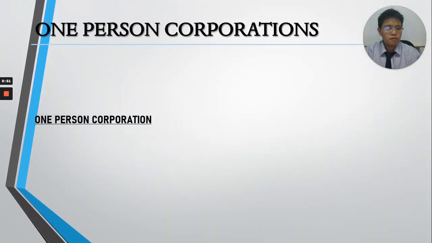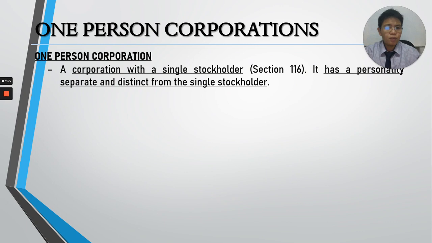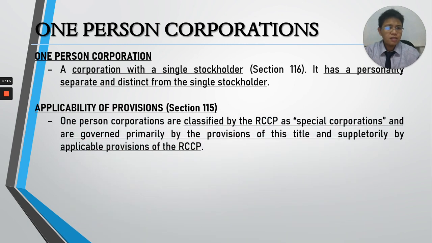So, a one-person corporation is defined under Section 116 as a corporation with a single stockholder. Even if it is a corporation with only one stockholder, remember, yung personality ng nag-iisang stockholder na yan is separate and distinct from the personality of the one-person corporation. Please take note of the applicable provisions under Section 115. Since your one-person corporation is classified as a special corporation, it is governed primarily by the provisions of Title 13 of the Revised Corporation Code of the Philippines, suppletorily by applicable provisions on stock corporations. Because remember, a one-person corporation is essentially a stock corporation, except na iisa nga lang kasi ang kanyang stockholder. Kaya binigyan siya ng sarili niyang title, binigyan siya ng chapter, binigyan siya ng sarili niyang discussion.